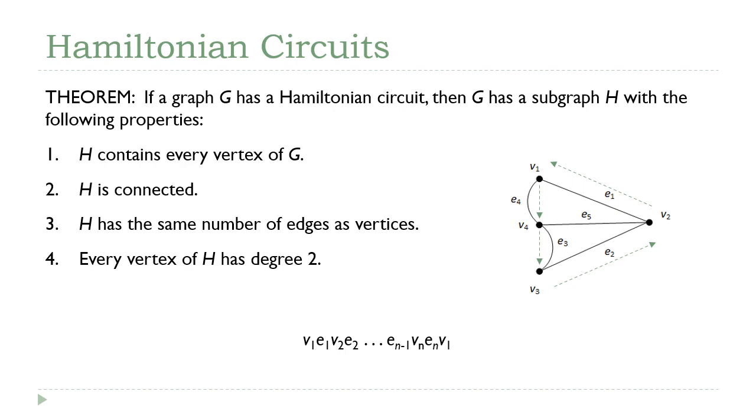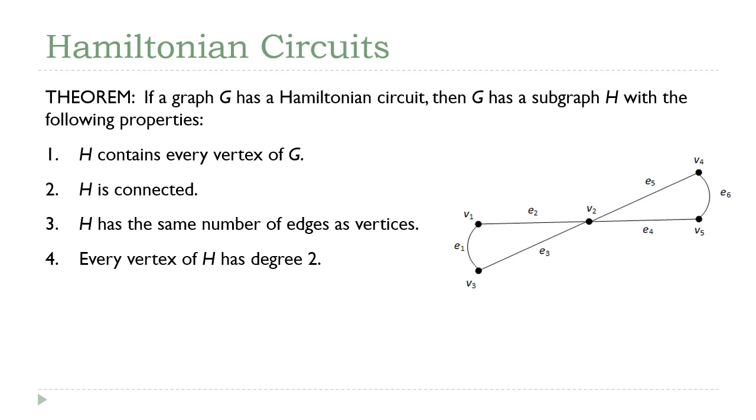So let's take a look at the other example. We can see how we can use this theorem to show that this graph does not have a Hamiltonian circuit. Start by thinking about a subgraph. We know it has to contain every vertex of G, so it's got to contain V1, 2, 3, 4, and 5. And it has to be connected. So here's what I'm going to do: I'm going to try to build this subgraph by adding in edges. Let's say we start at V1.